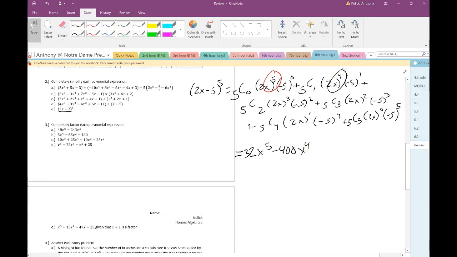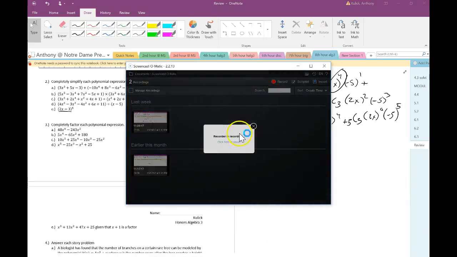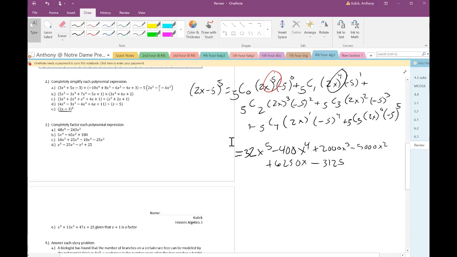I'll just continue doing this in the same fashion until we get our final answer, which is 32x to the 5th minus 400x to the 4th plus 2000x to the 3rd minus 5000x squared plus 6250x minus 3125.